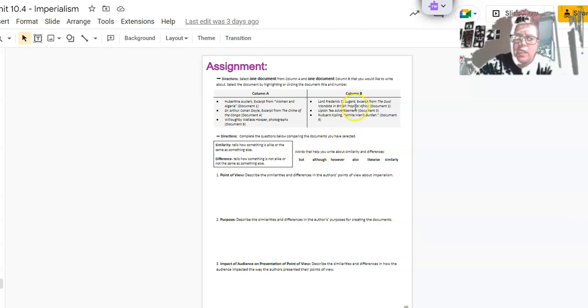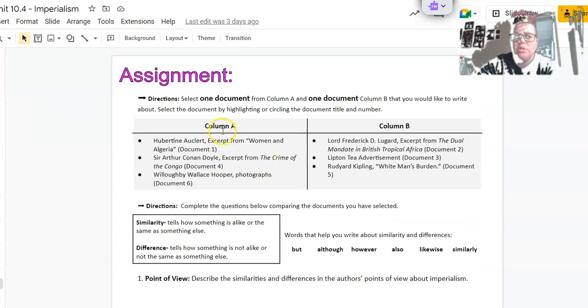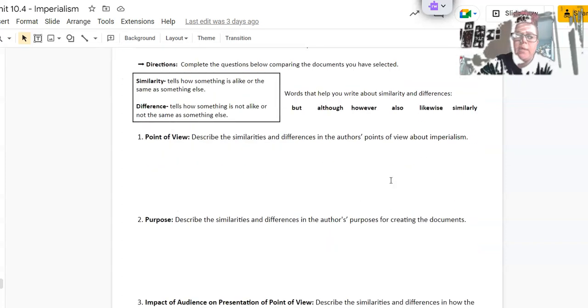If you are looking at column B, you're going to pick one. I personally like document number 2, but we've spent a lot of time going over white man's burden. So if you feel like you understand white man's burden really well, then that's something that you can do with that. So let's just take a little bit closer of a look. Again, column A, I personally like document 4 and document 6. Column B, I personally like document 2, but we've been spending time talking about white man's burden, so you might feel comfortable with that, okay?